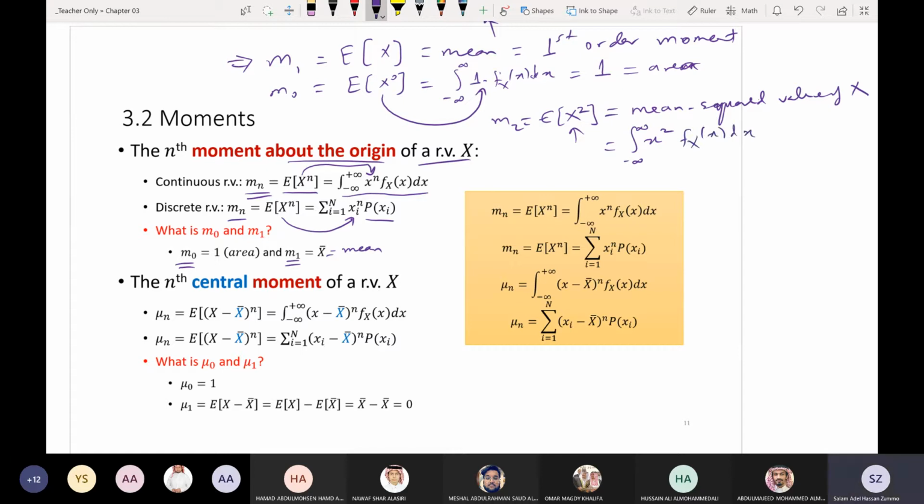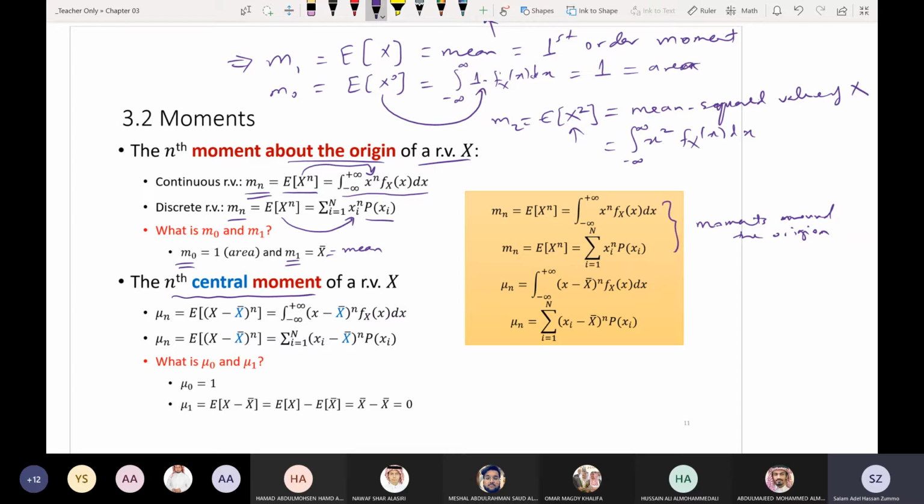And so on. Some moments have a meaning, others don't. However, in general, for advanced analysis of random variables or statistics, they call them higher order moments. They do have some applications. So these are what we call moments around the origin, around 0. And there are other moments which we call central moments.